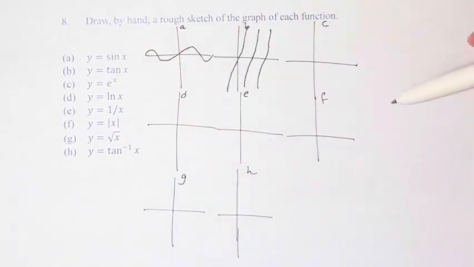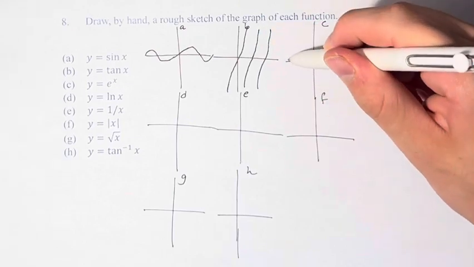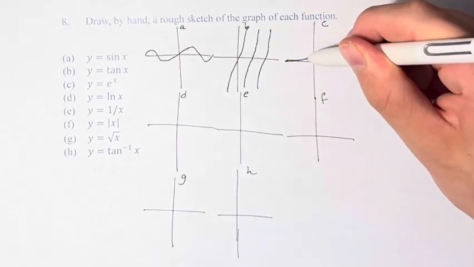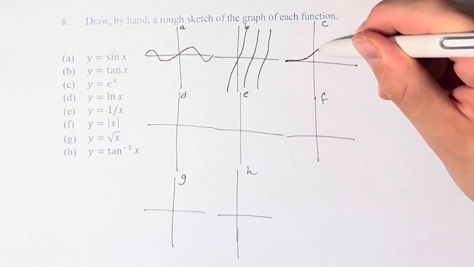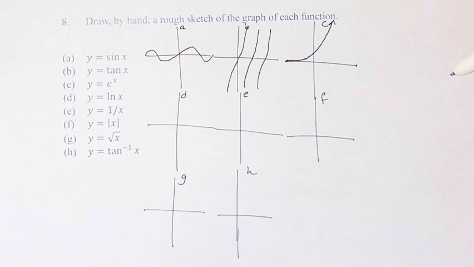e to the x is sort of the standard exponential function. As x goes to -infinity, it goes off to 0. And then as x goes to positive infinity, it goes off to infinity as well.